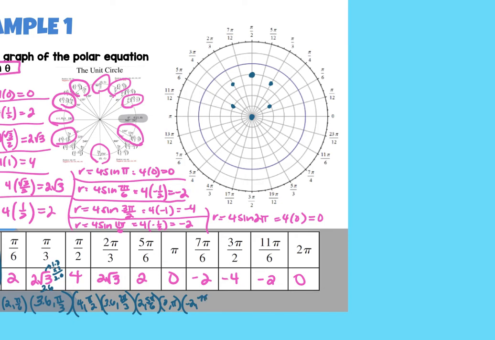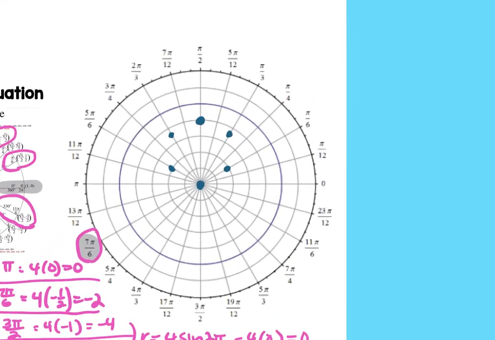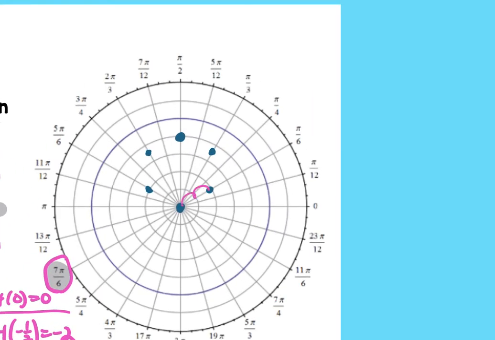-2, 7 pi over 6. So this time, I'm going to 7 pi over 6. So 7 pi over 6 is all the way down here, right? Over here. But it's a -2, which means I point away from that line, and I'm actually going to the coordinate point that I already have.